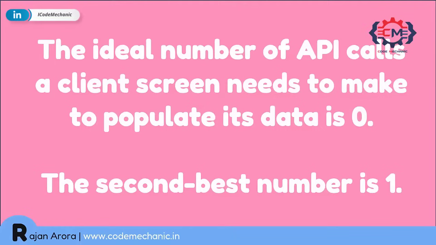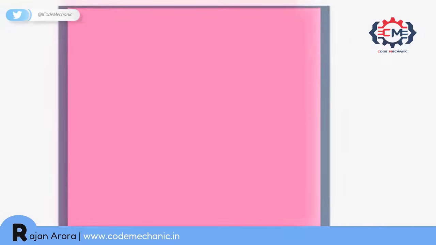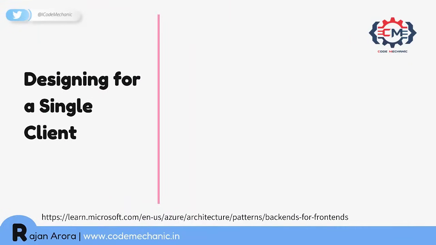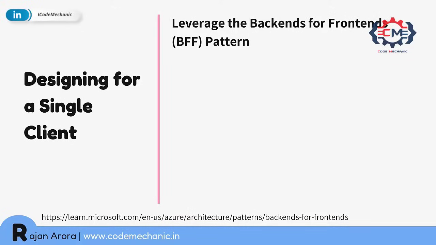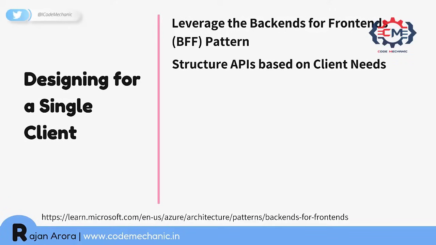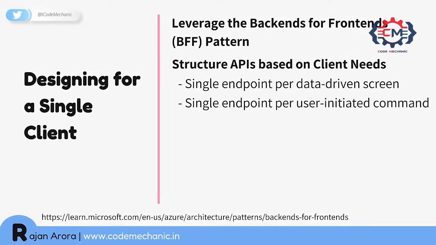If you have only one client that you are building a backend to support, you can optimize your API to fit its needs. If you have a bunch of APIs and a bunch of clients, you can still get the benefits of designing your API to suit each client by following the backends for frontends, or BFF, design pattern. When following this pattern, you should structure your API based on what your client needs and when it needs it.